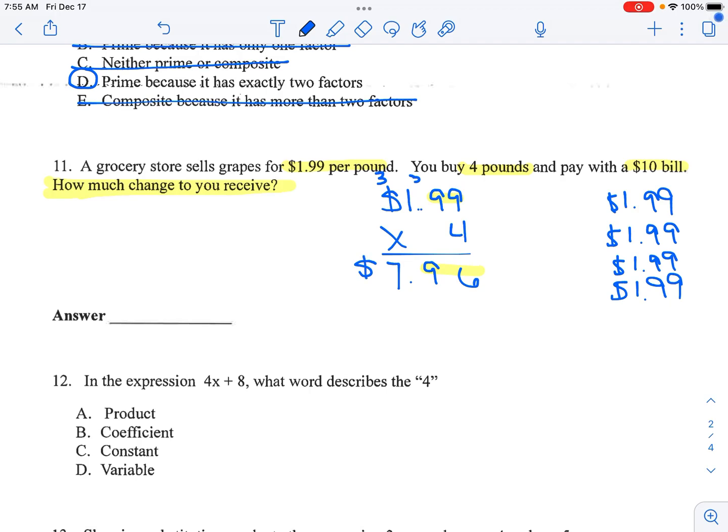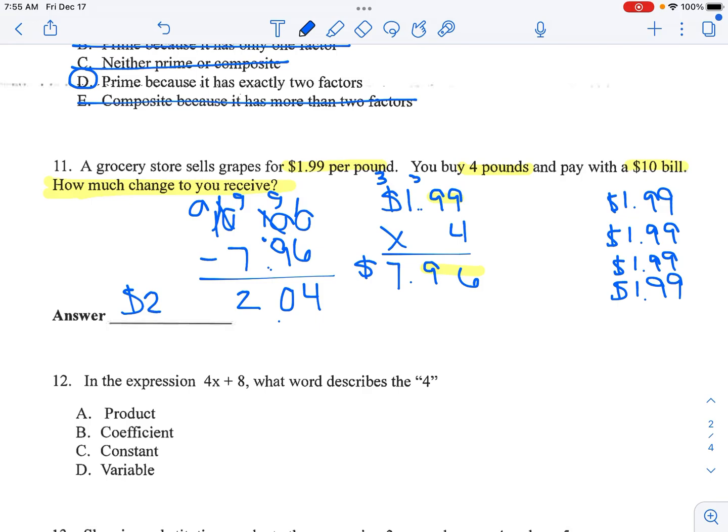$7.96. If I pay with a $10 bill, I'm going to subtract the cost of the grapes. Line up your decimals. $10 minus the cost of the grapes, $7.96. Come over and borrow from your 1. You've got 10, borrow, 10, borrow, and 10. So 10 minus 6 is 4, 9 minus 9 is 0, and 9 minus 7 is 2. You're going to get $2.04 in change.